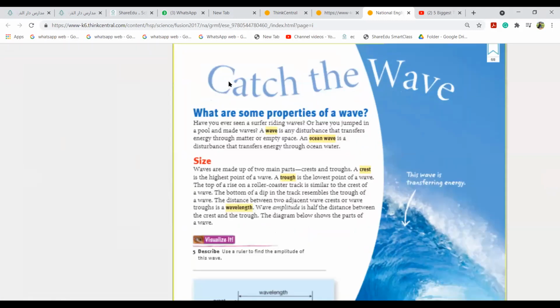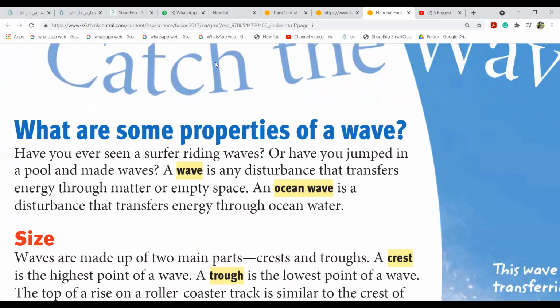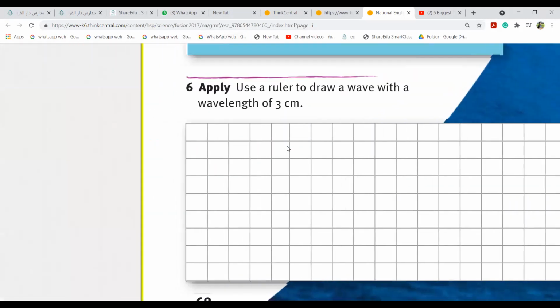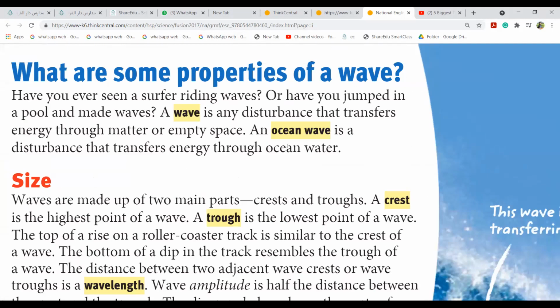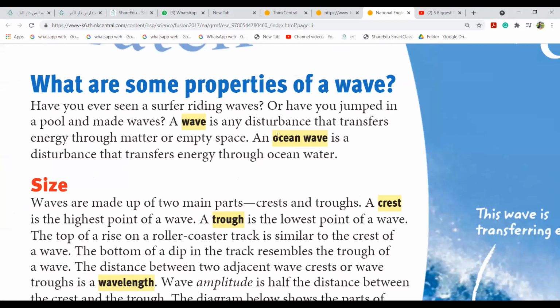What are some properties of a wave? What is a wave? Please, everyone, turn to page number 68. Let us highlight. What is a wave? It is any disturbance that transfers energy through matter or empty space. When I say disturbance, you know I'm talking about this.